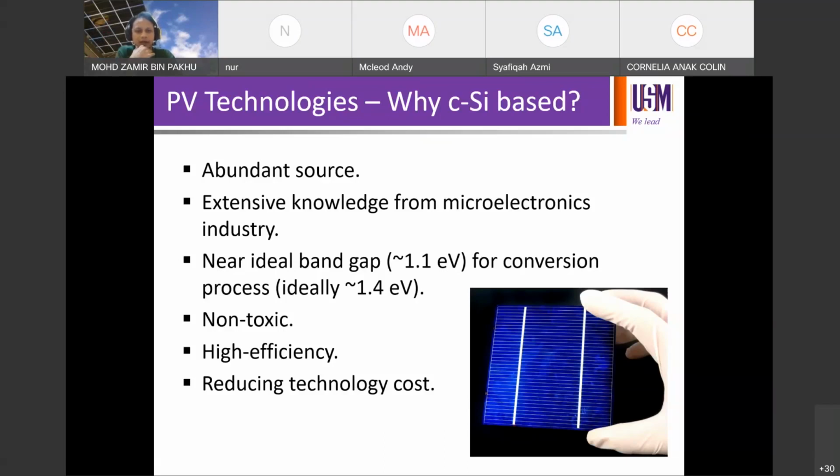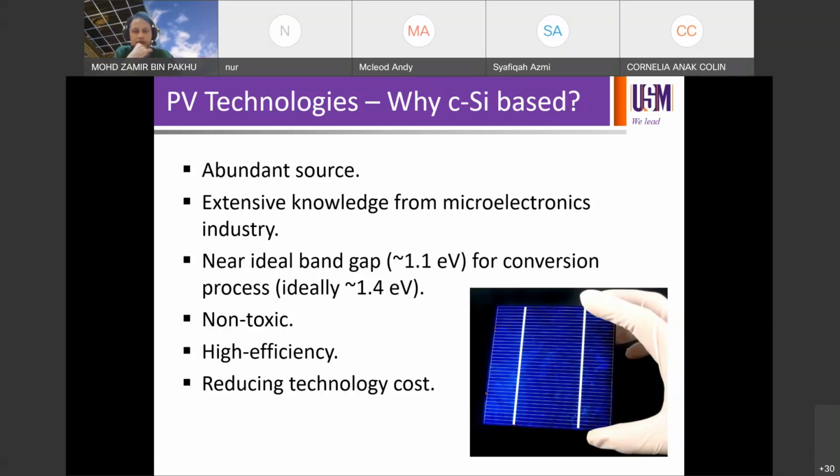Not that bad. Silicon is non-toxic, even though we can argue the processes involved to fabricate the silicon solar cell are toxic in nature at some point. You can argue that. But the silicon itself is non-toxic. If you compare to gallium arsenide, which is toxic in nature, or cadmium telluride, which is also a bad one, silicon is not comparable to those, right?